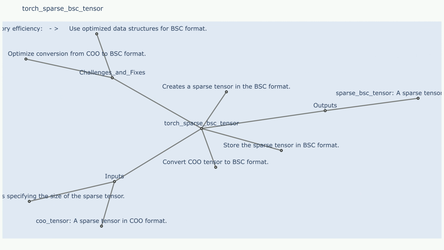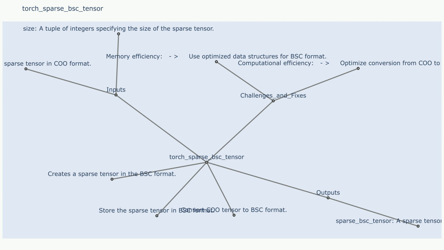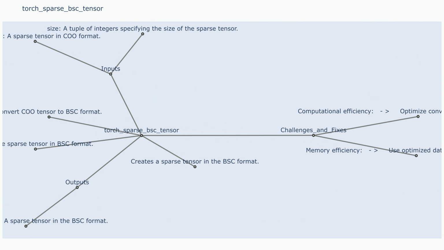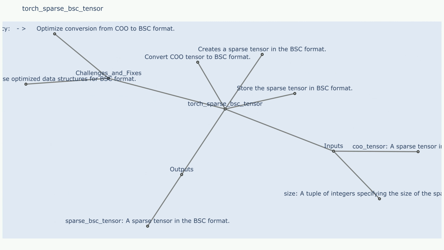Steps. The function takes 3 inputs: indices, values, and size. The indices input specifies the row and column indices of the non-zero elements. The values input contains the values of the non-zero elements. The size input specifies the size of the sparse tensor. The function then constructs a sparse tensor in the BSC format using the provided inputs. The BSC format is a compressed format for sparse tensors that stores the non-zero elements in a column-wise manner.